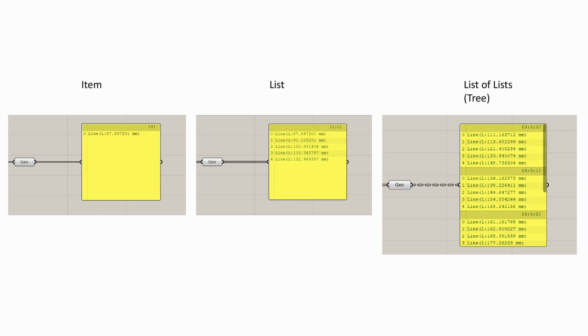First of all, notice how Grasshopper uses wires to communicate the data structure. A single line means a single item, a double line means a list, and a dotted line means a list of lists, or more accurately, a tree.